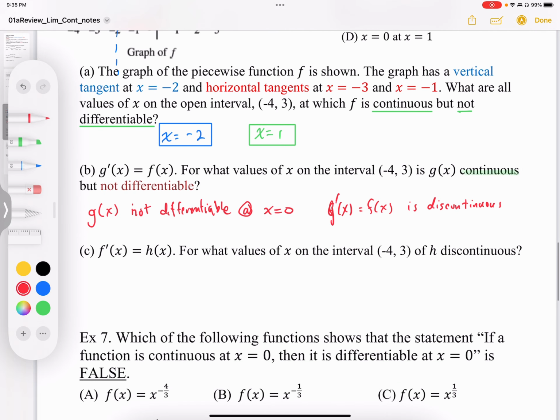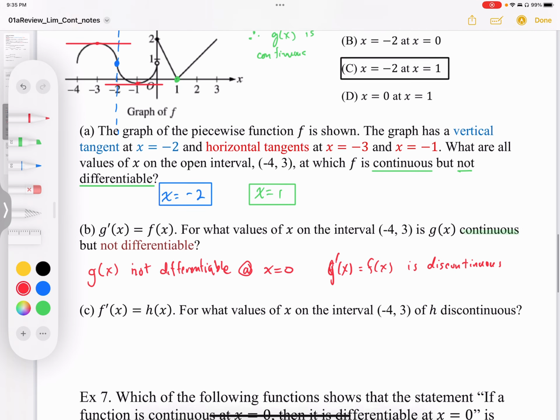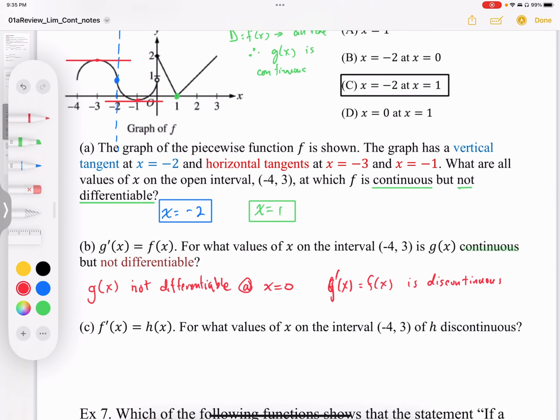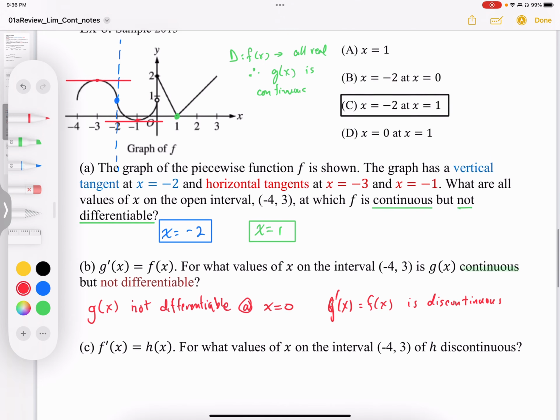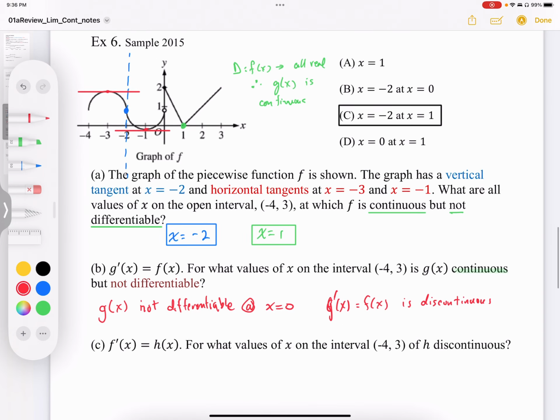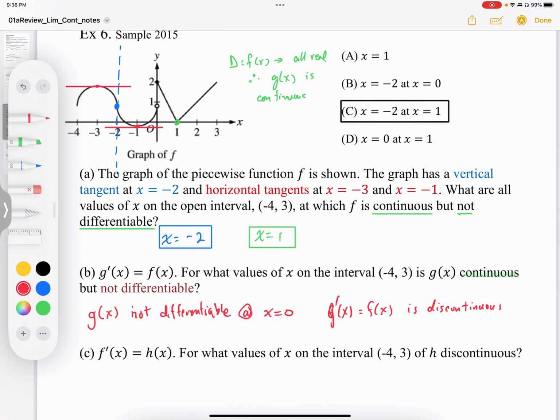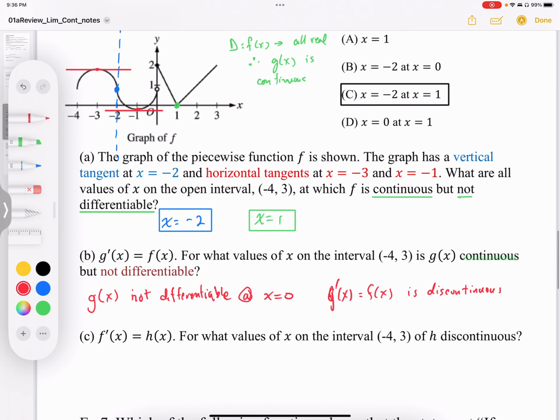Part C says f prime of x is equal to h of x. So h is the derivative function of f. I want to look at this f graph and differentiate it, so I want to know what the derivatives are at the different points. For what values of x on the interval is h discontinuous?